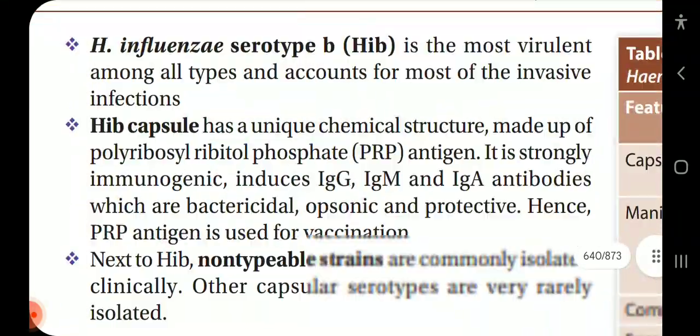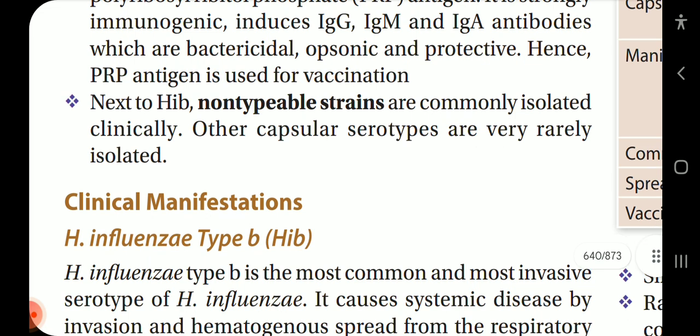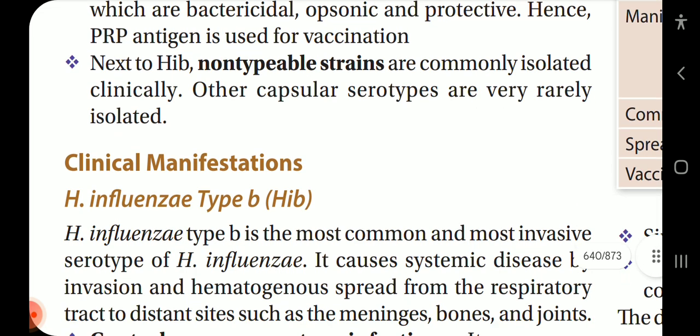Haemophilus influenzae serotype B, HIB, is the most virulent among all types and accounts for most of the invasive infections. HIB capsule has a unique chemical structure made up of polyribosyl ribitol phosphate (PRP) antigen. It is strongly immunogenic, induces IgG, M, and A antibodies, which are bactericidal, opsonic, and protective. Hence, PRP antigen is used for vaccination. Next to HIB, non-typable strains are commonly isolated clinically. Other capsular serotypes are very rarely isolated.